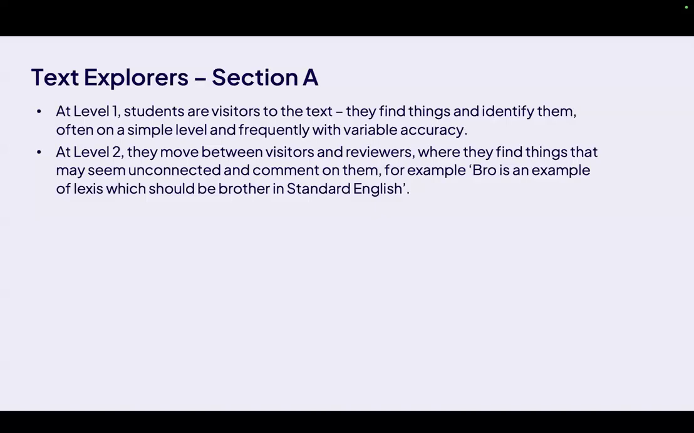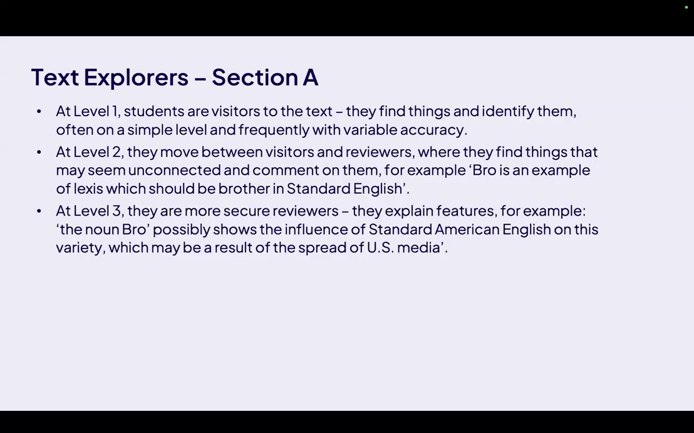It's basic. Okay, so level 2 is basic. It's general. They're paddling. Level 3, whoa, they're now swimming. They're secure reviewers. They explain. They're starting to explain. And level 3 is clear and relevant. They're explaining things. They know things and they're explaining them clearly. Explain here, I've said it 3 or 4 times because explain is really a key word here. The noun bro possibly shows the influence of standard American English on this variety, which may be the result of the spread of US media. And then they stop. So they're swimming, but they're not going any further.